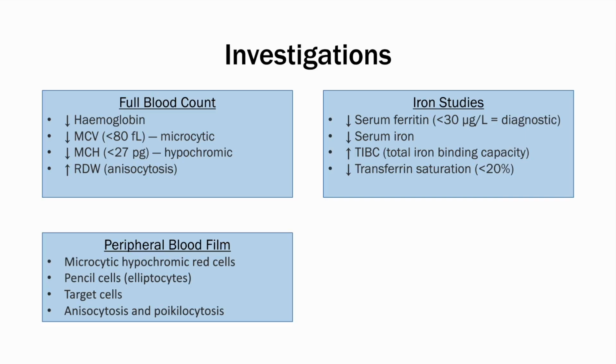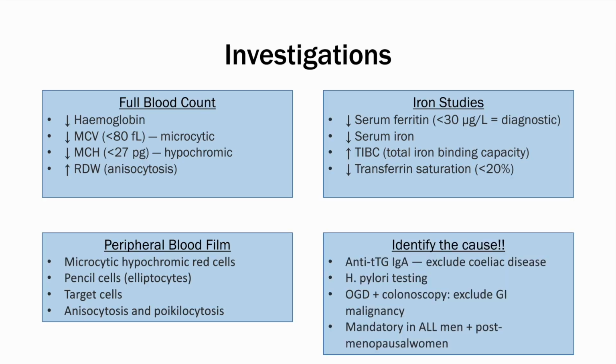We can also do peripheral blood film, which will show us some hypochromic red cells. We can also get something called pencil cells, which are elliptocytes, as well as target cells. And again, we can get anisocytosis and poikilocytosis.